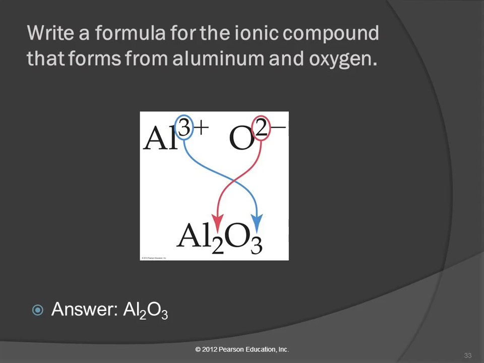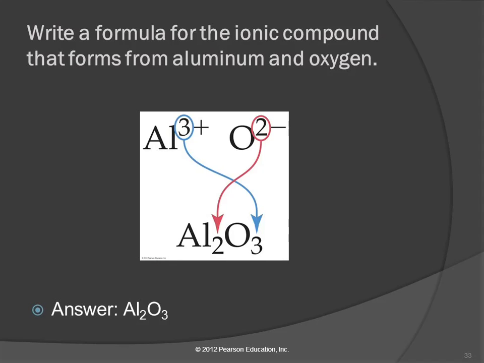So most students like this crisscross method, and so that's fine. It works about 95% of the time. So here we've got the 3. That becomes the subscript on the other ion. And the oxygen has a 2 charge, and that becomes the subscript on the aluminum. And there we have our formula, Al2O3.